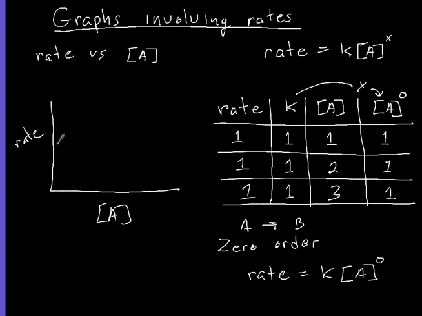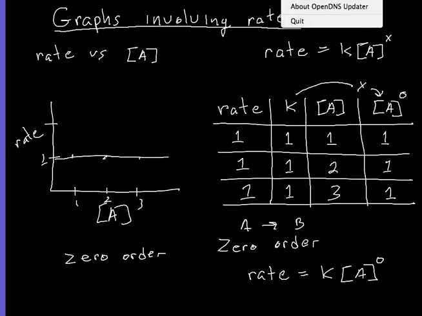And so the rate is not going to change with the concentration. As the concentration goes from 1 to 2 to 3, the rate stays at 1, 1, and 1. And so if you plot a graph of the concentration versus the rate, and you get a horizontal line, then that is evidence of a zero order reaction. That's a zero order reaction graph if you're plotting concentration versus rate.